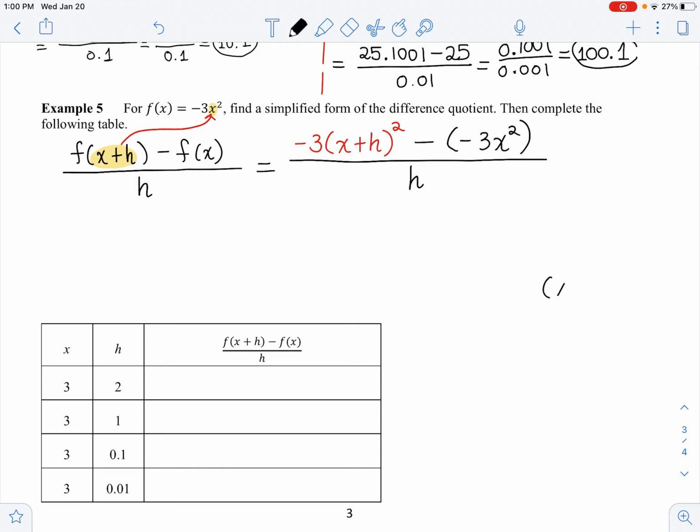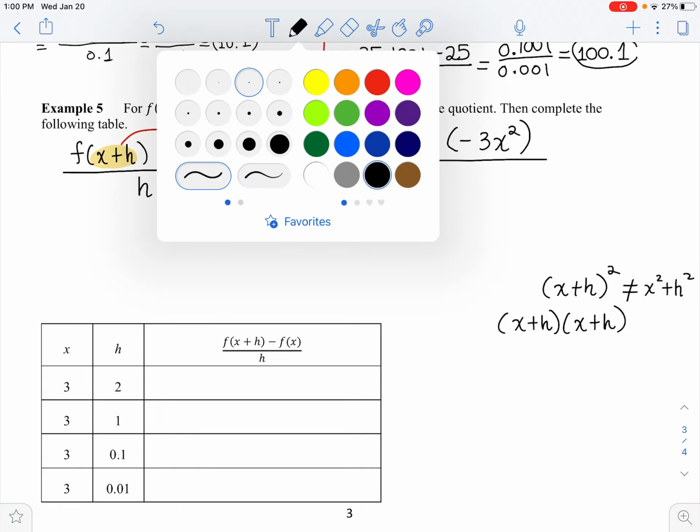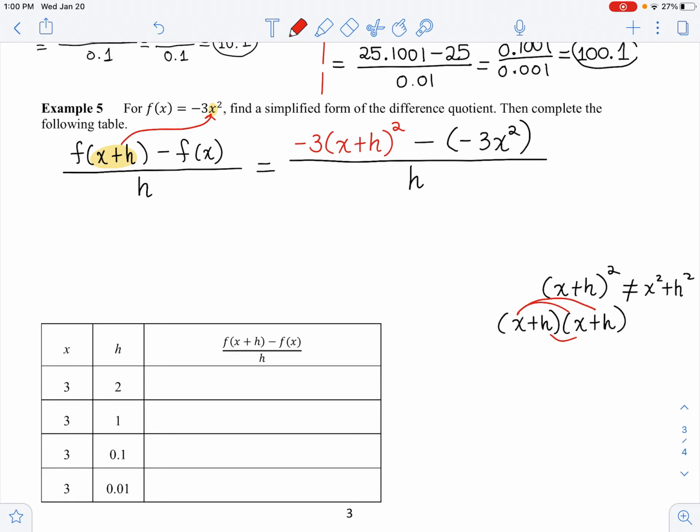Very often, you will do x plus h squared. Okay, that is not x squared plus h squared. Do not ever do that, okay? We don't want that. That's not true. X plus h squared, and I try to talk about this a lot in my 161. You're going to have to FOIL this, you guys. If you FOIL it, you get x squared plus xh plus another xh plus h squared. So what you will get is x squared plus 2xh plus h squared.